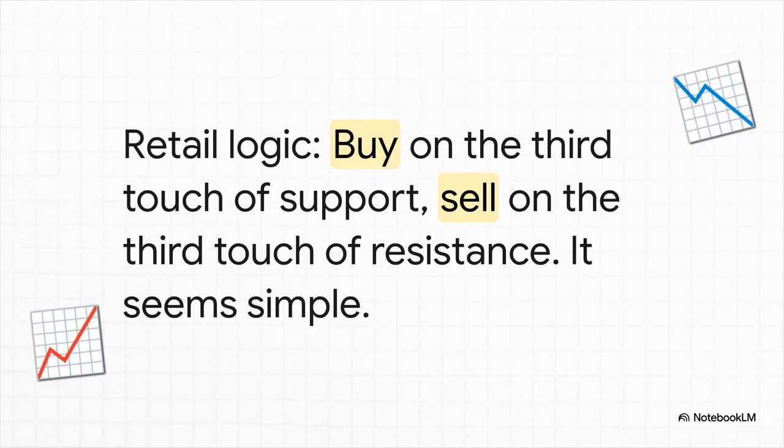And what's the textbook trade? You wait for price to come back and kiss that line for a third time. If it's an uptrend, you buy. If it's a downtrend, you sell. It seems so simple, so reliable. But if you've been trading for any amount of time, you already know it's almost never that easy, is it?